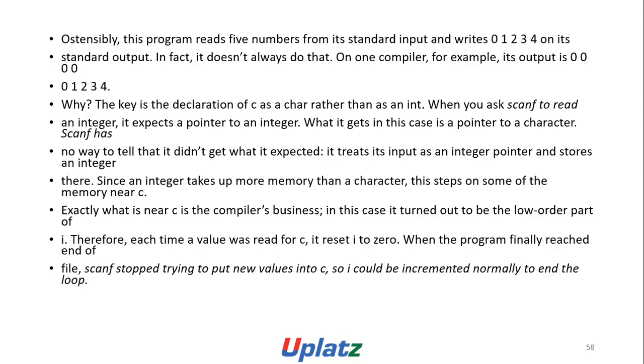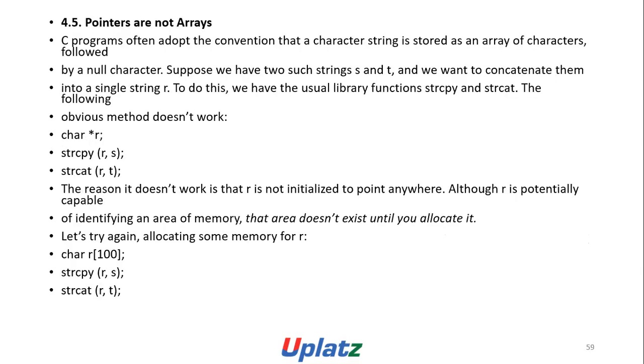Exactly what is near C is the compiler's business. In this case, it turned out to be the lower part of the I. Therefore, each time a value was read for C, it reset I to 0. When the program finally reached the end of file, scanf stopped trying to put new values into C. So I could be incremented normally at the end of the loop.